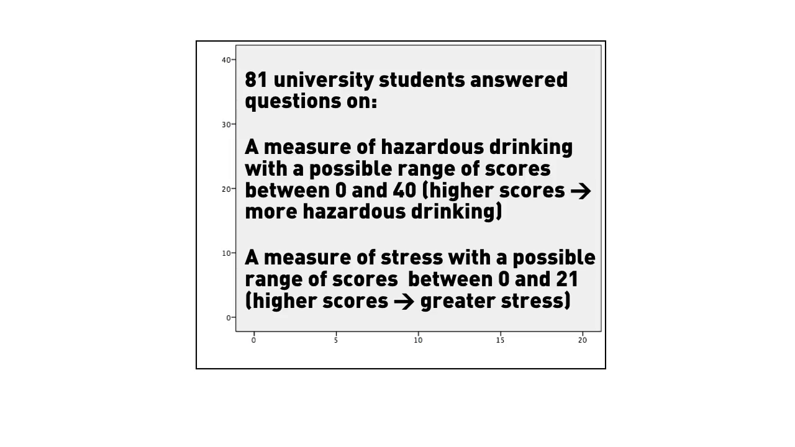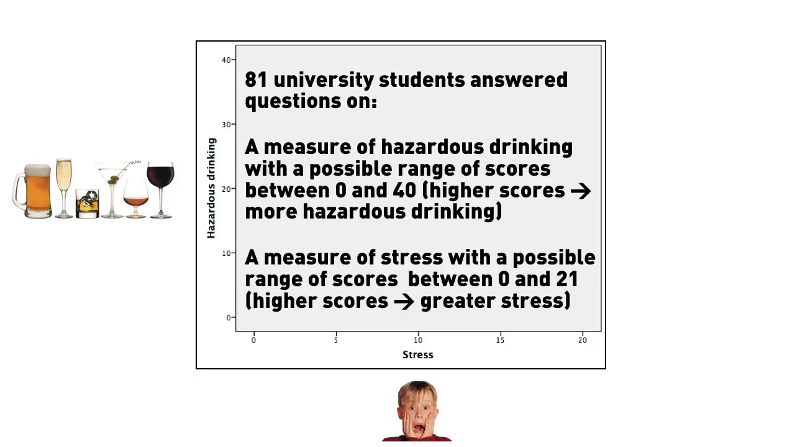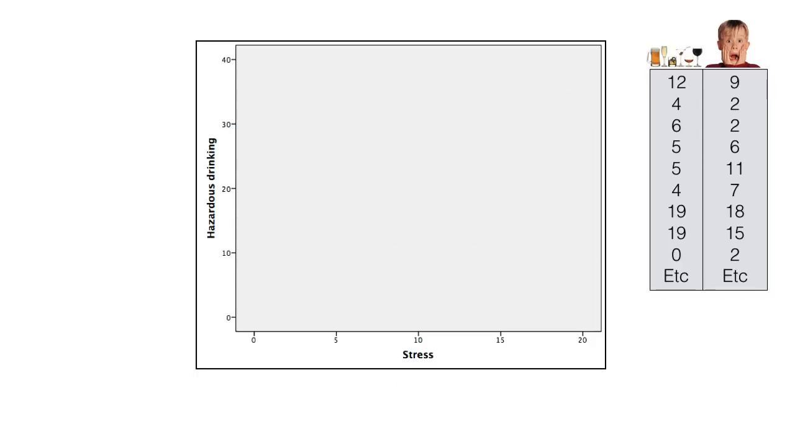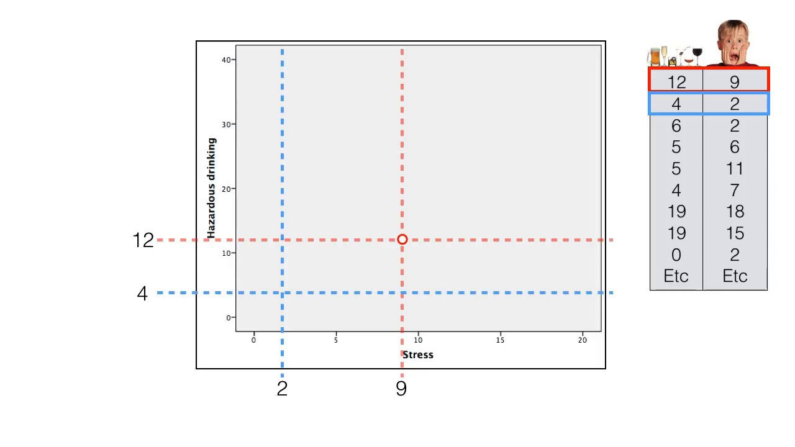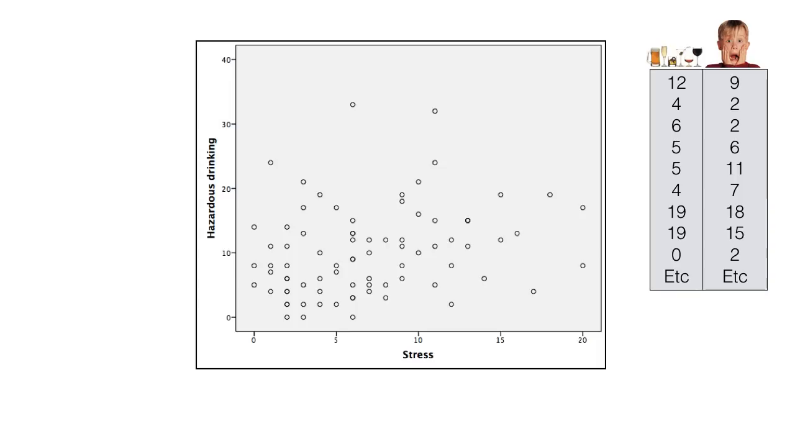So let's use our example that we talked about in the last mini lecture, where 81 students were asked about hazardous drinking behaviour and about their stress levels. So we put stress, our explanatory variable, on the x-axis and hazardous drinking behaviour, our response variable, on the y-axis. And for each participant, we add a point for where they lie on the stress variable, 9 for participant 1, and on the hazardous drinking variable, 12 for participant 1. For participant 2, we add a point at 2 on the stress level and 4 on the drinking level, and so on, until we keep adding everyone, and we have plotted all 81 participants.